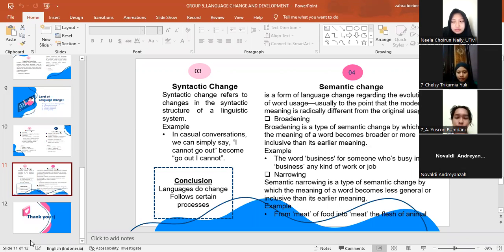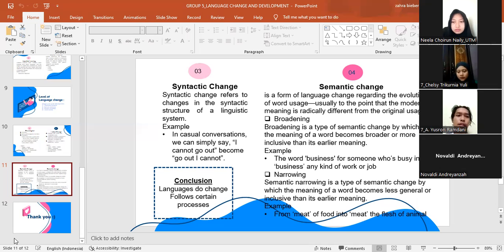So broadening is a type of semantic change in which the meaning of a word becomes broader or more inclusive than its earlier meaning. So it's more general, or you can use it in a wider context. For example, the word business was originally used only to mean someone was busy. However, over the years, the meaning of this word has changed. Now, the word's meaning has been broadened to refer to any type of work or job.